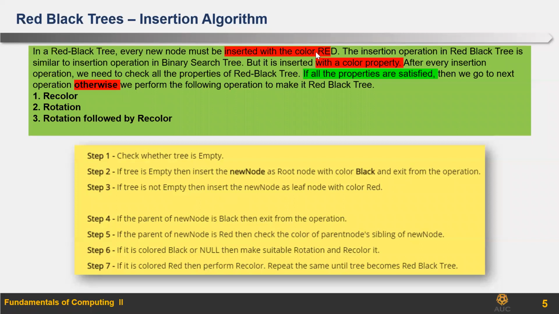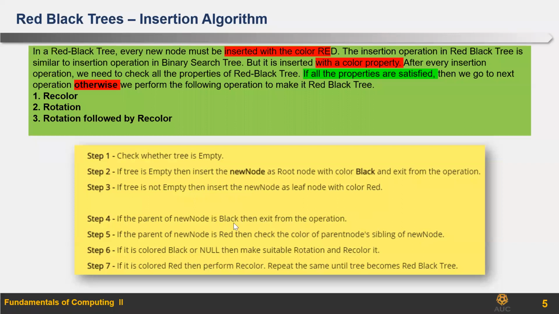You insert a new node as a leaf node, and the new node will always be red. So the root will always be black, and the new node will always be red. Then, step number 4, check the parent of this new node. If the parent is black, there's no problem, you exit the algorithm.